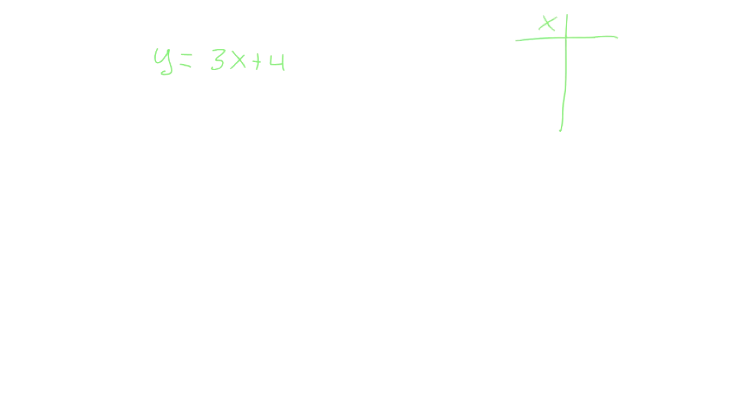Okay, so if I put 0 in there, 0 times 3 is 0, plus 4 gives me 4. Let's go 0, 1, 2, 3. So if I put 0 in there, I get 4. If I put 1 in there, I get 7. If I put 2 in there, I get 10. If I put 3 in there, I get 13. So my ordered pairs would be (0, 4), (1, 7), (2, 10), and (3, 13).